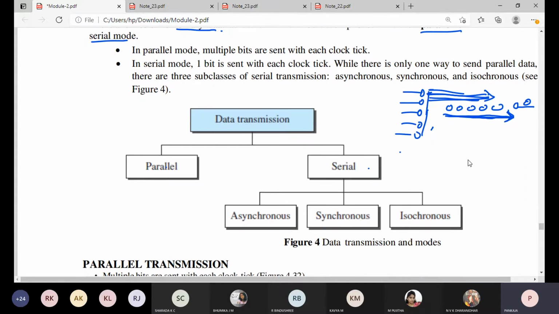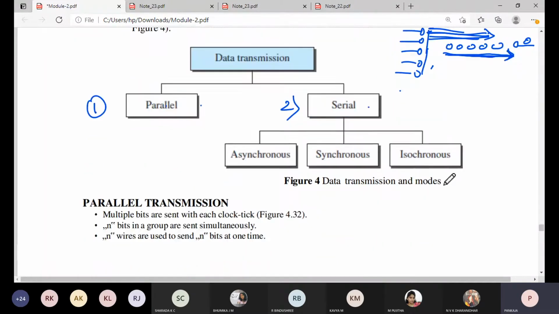Now we have a sub-classification with respect to serial mode. Parallel mode is very straightforward, and with respect to serial we have subcategories called synchronous, asynchronous, and isochronous. We'll discuss these different methods in detail. First we'll understand the two types of data transmission, discussing the first one and the second one. Later we'll go to the subcategories.